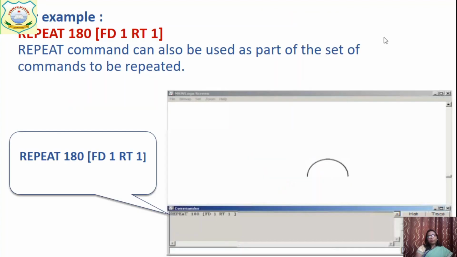Just see, for a semicircle what will we do? What is 360 divided by 2? A semicircle is half of the circle, so 360 divided by 2 is 180. So we can turn it till 180. So what will we write? Repeat 180. It will draw the semicircle.